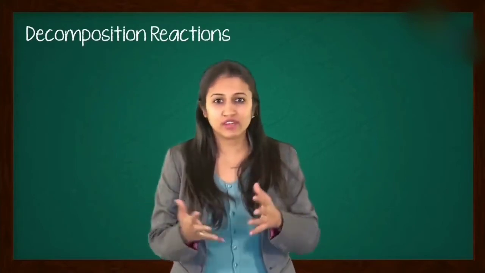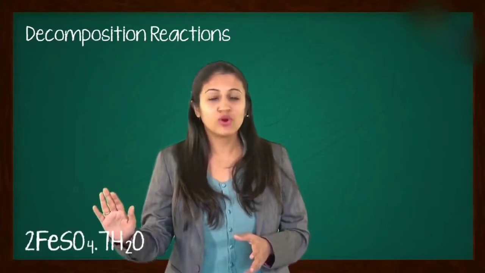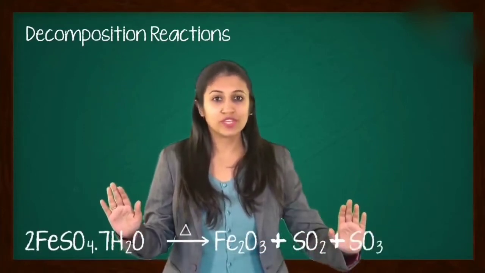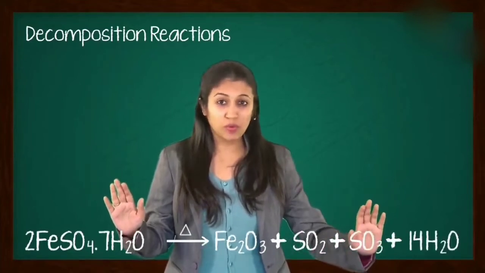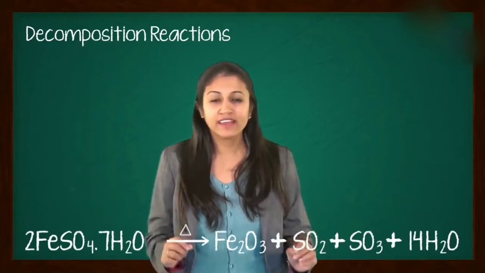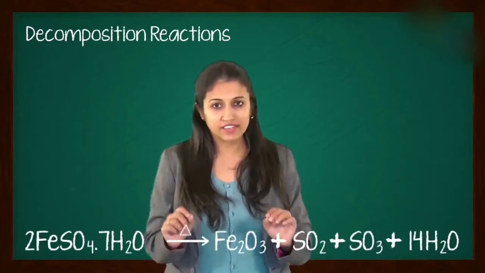Now, let's consider the decomposition of ferrous sulfate, okay? The representation is like this. 2FeSO4.7H2O will give you Fe2O3 plus SO2 plus SO3 plus 14H2O. Now, since it's decomposition, you need something to be given as a trigger for this reaction, right? In this case, it is heat.